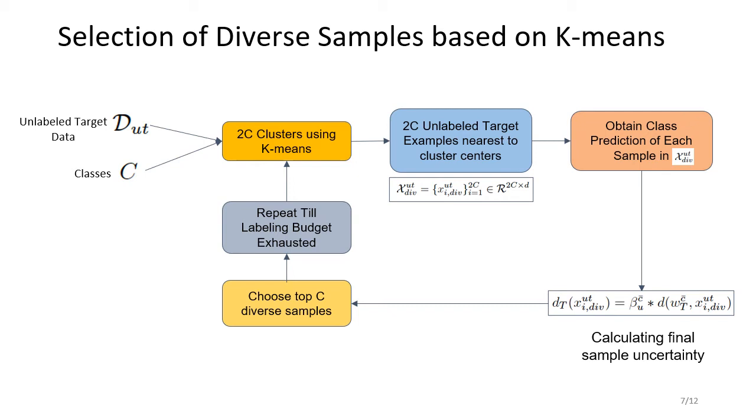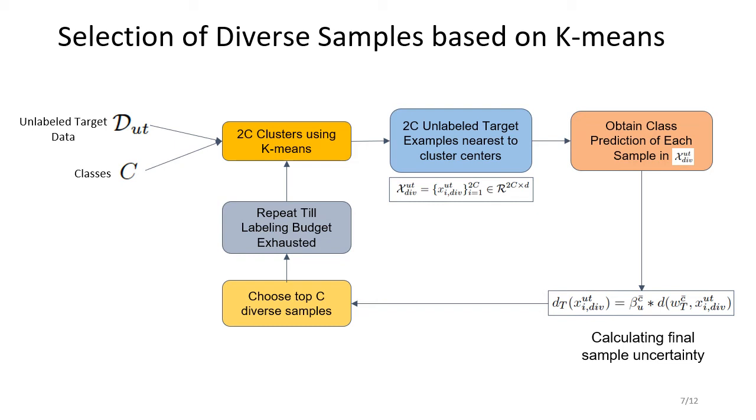This is denoted by calligraphic X UT divergence. To obtain the class prediction of each sample in this set is the next step. After the class predictions have been obtained for each of these samples, we calculate the distance of this sample in this set with its nearest prototype, which is denoted as DWTC, xi diversity ut, which is multiplied by the corresponding class uncertainty coefficient to get the final uncertainty.